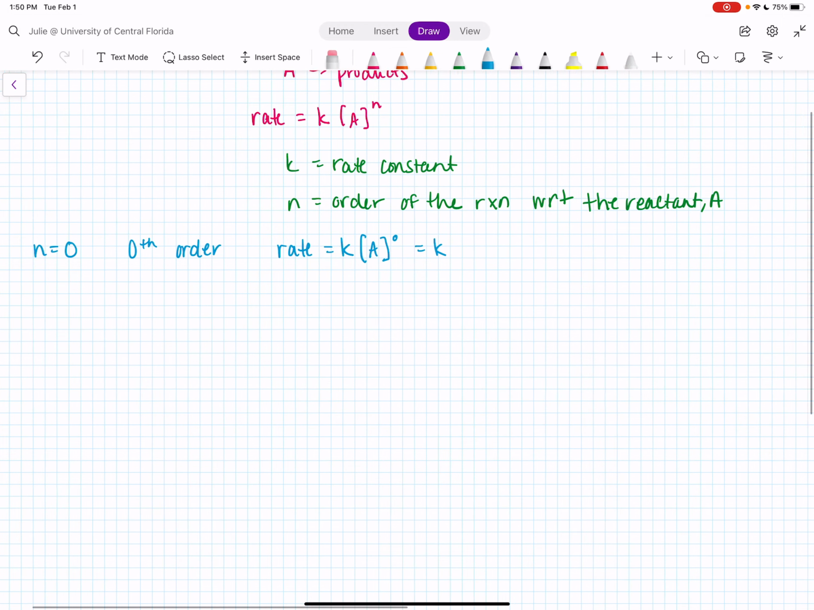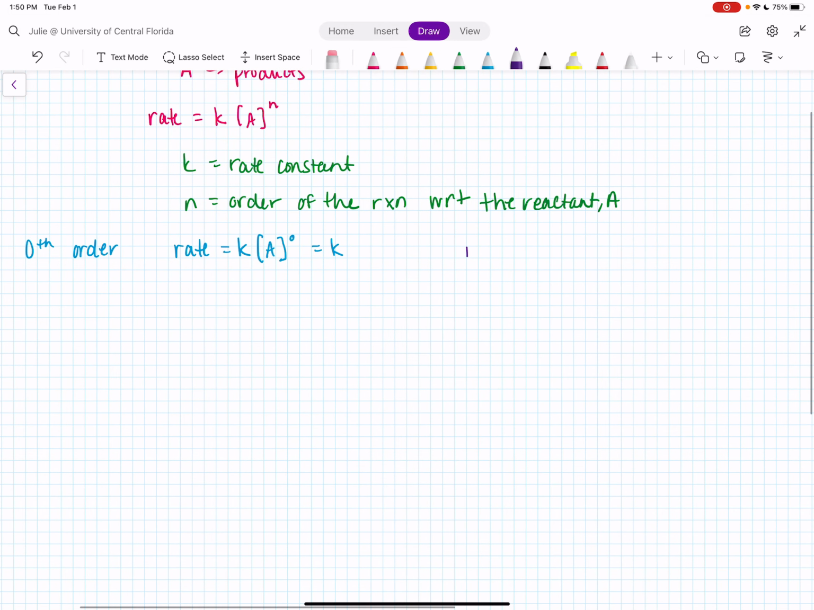Let's plot this. Let's look at a plot of concentration versus time. For a 0th order reaction, what we're going to see is that the concentration of A is going to decrease linearly over time. It doesn't really matter how much A there is at any given point, the rate is going to be constant, and so we're going to see a constant decrease in the concentration of A.